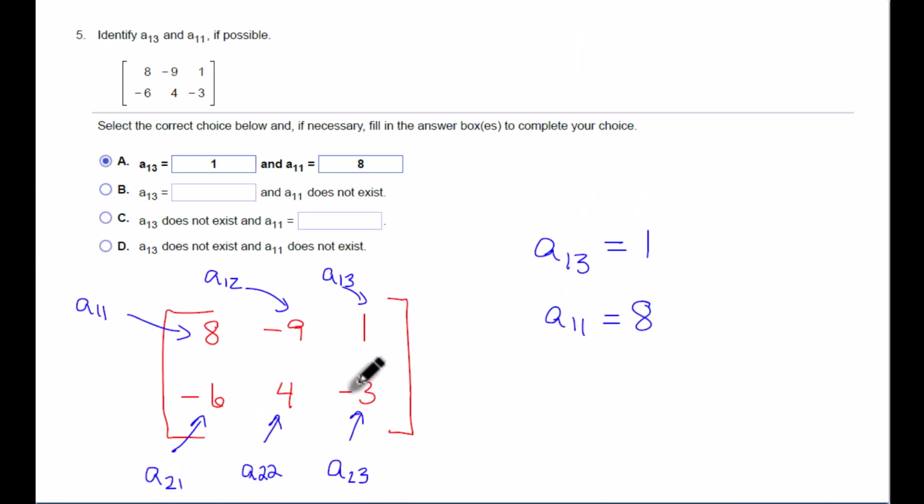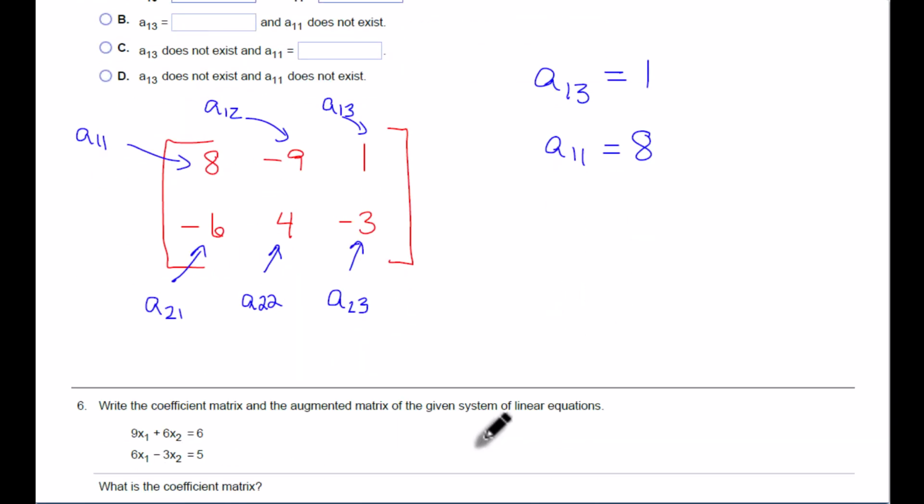All right, in question 5, they say, see if you can figure out where A13 is. Okay, well, let's see. A1 is in the first row, and A13, that's the third column, and that's a 1. And they also wanted A11, well, first row, first column, and so that's an 8. All right, so what about the 4? 4 here is in the second row, second column.